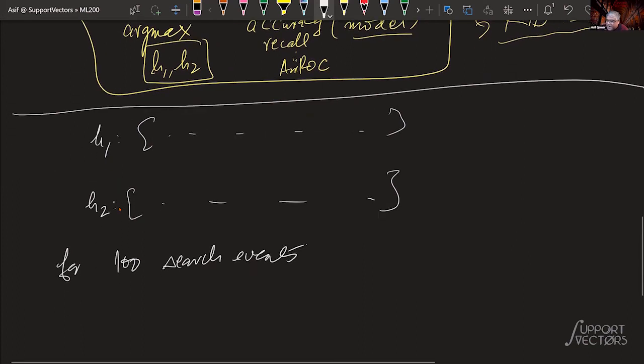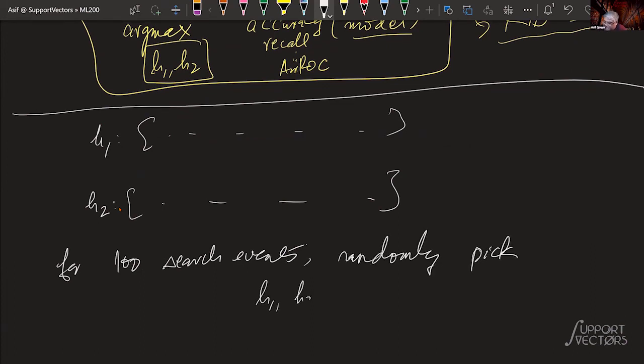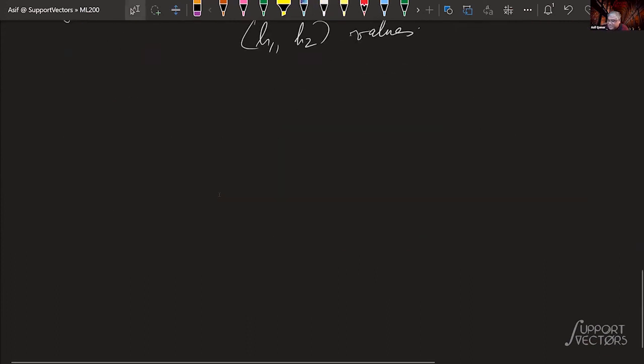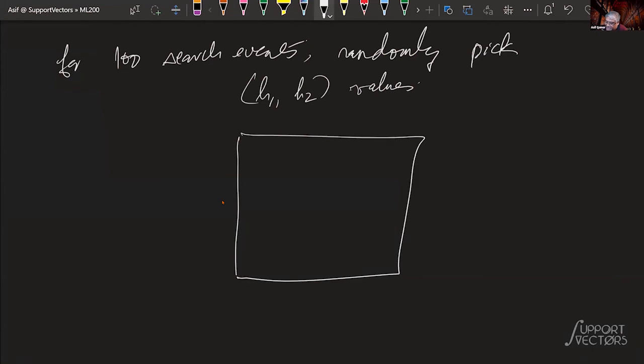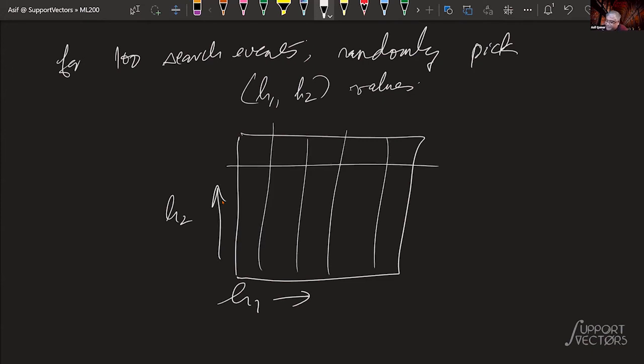What you do is you randomly pick H1, H2 values. When you randomly pick, you actually have an advantage. Let us say that your H1, H2 form a rectangle. This is H1, this is H2. In a grid search, you end up picking values only along this grid, isn't it?